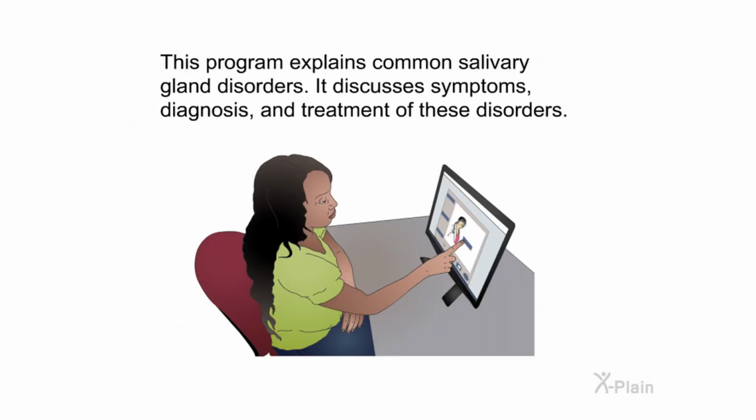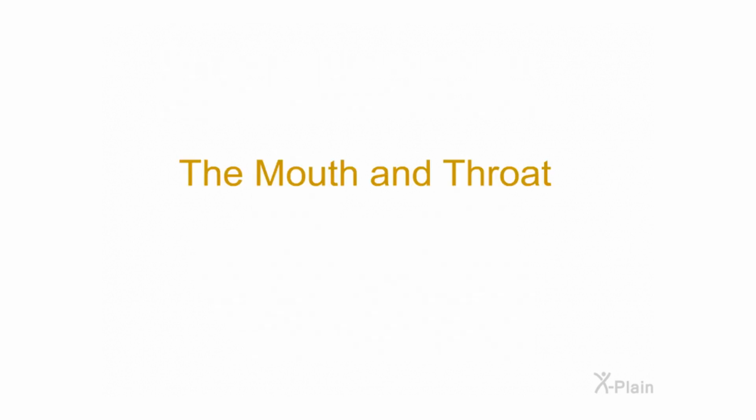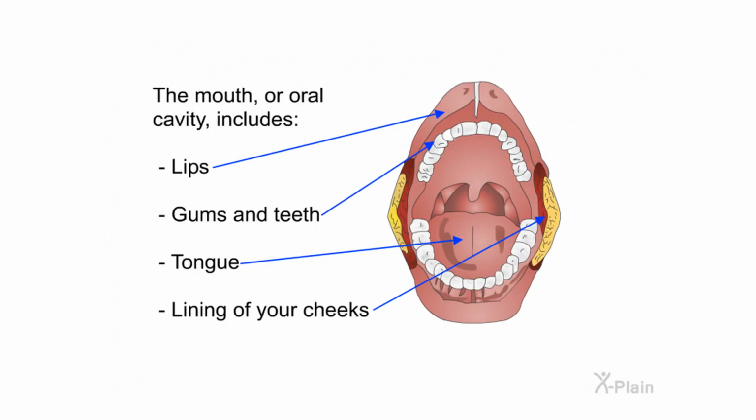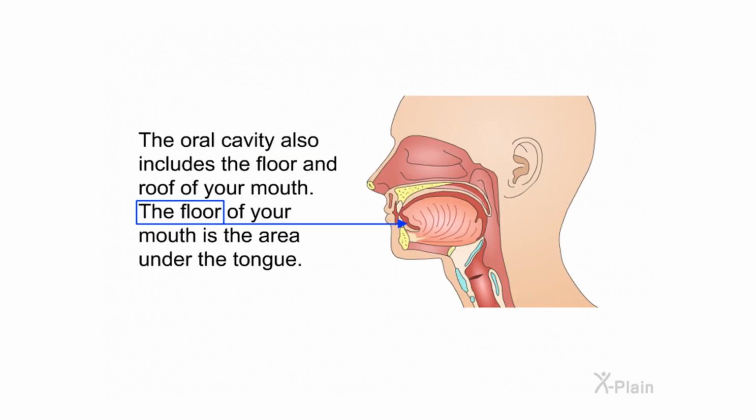This program explains common salivary gland disorders. It discusses symptoms, diagnosis, and treatment of these disorders. The mouth and throat. There are many structures that make up the mouth and throat. The mouth or oral cavity includes lips, gums and teeth, tongue, lining of your cheeks. The oral cavity also includes the floor and roof of your mouth.